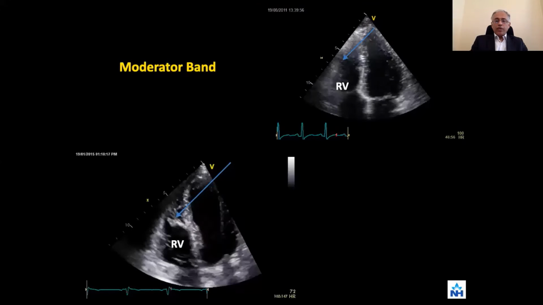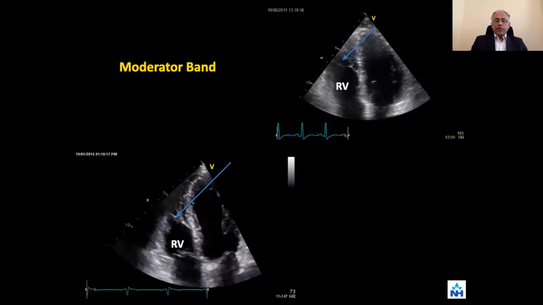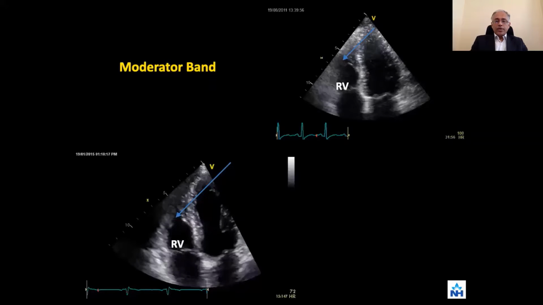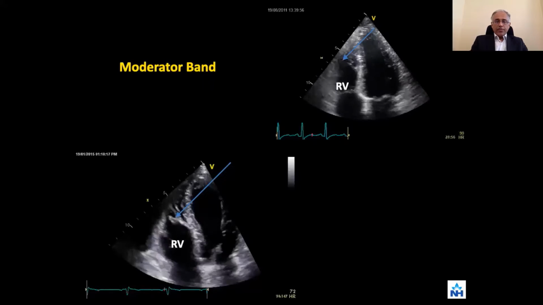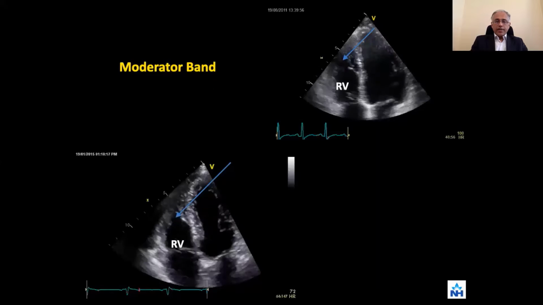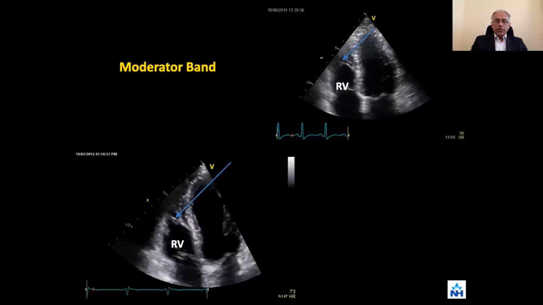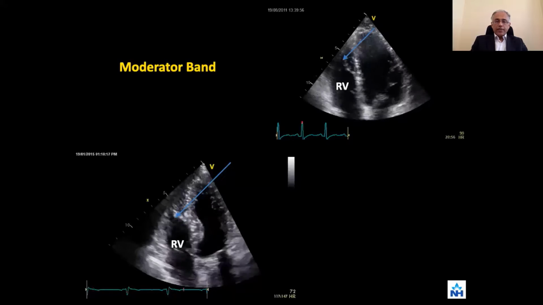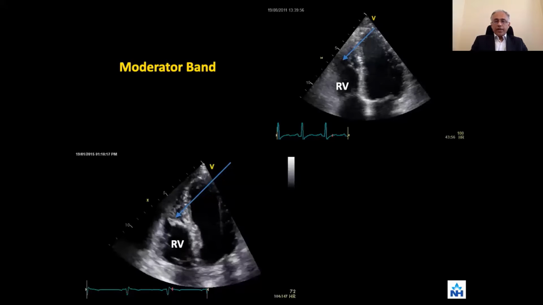It has an oblique course from the interventricular septum towards the RV free wall and its association with the anterior papillary muscle, and a very prominent structure. And it is of great use in congenital heart disease because it is always associated with RV, so that you know that if you see it, it is the right ventricle, and it's a marker, some sort of a characteristic feature of the right ventricle.